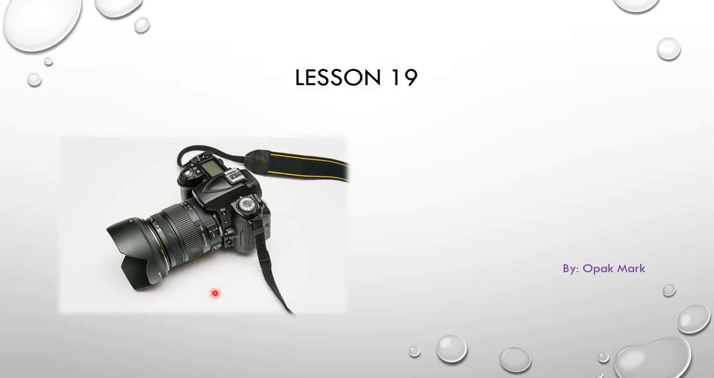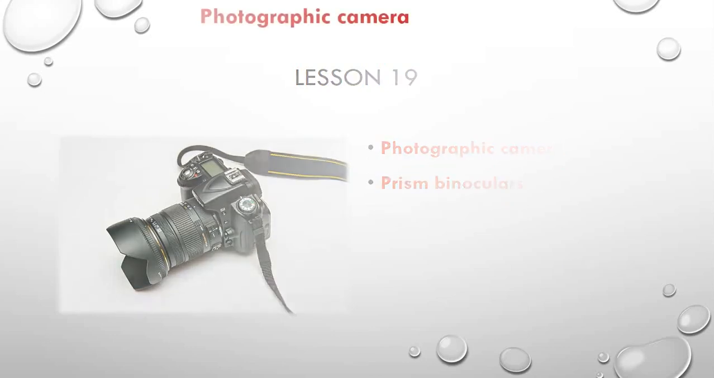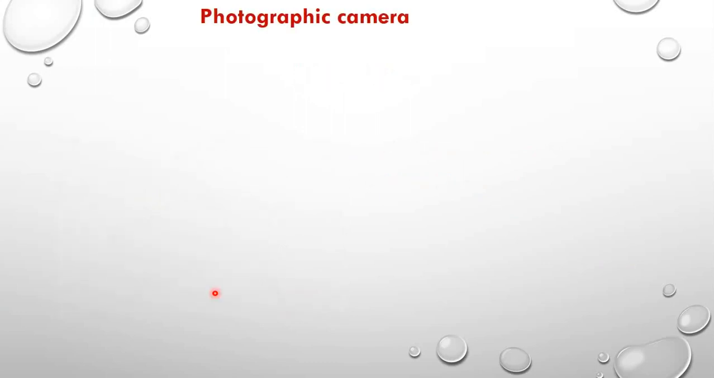Hello, welcome to lesson 19. In this lesson, we are going to look at a photographic camera and then a prism binocular. Let's begin by looking at the photographic camera.